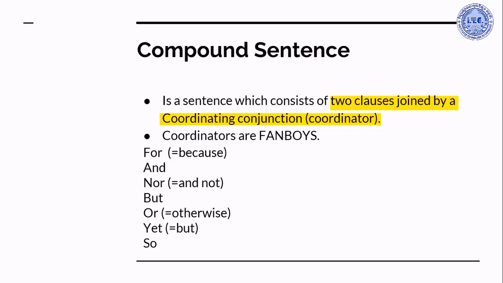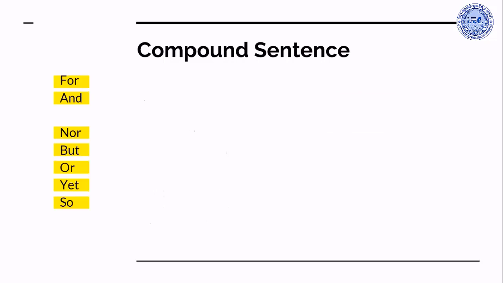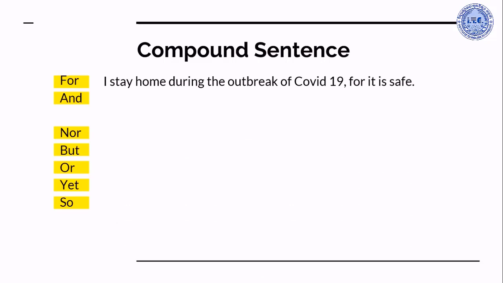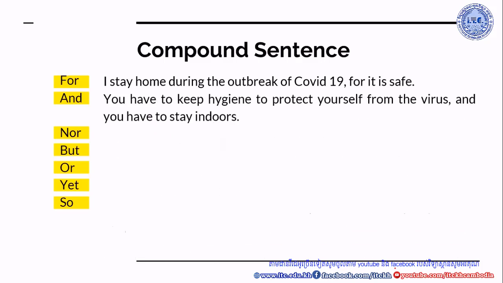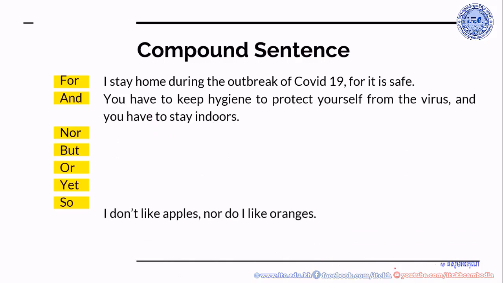So now let's take a look at example. So we have here compound sentence. Look at the first example. I stay home during the outbreak of COVID-19 for it is safe. Again, for here means because. So I stay home during the outbreak of COVID-19 for it is safe. It means because it is safe. Second example, I think you know and, so I don't have to read it.